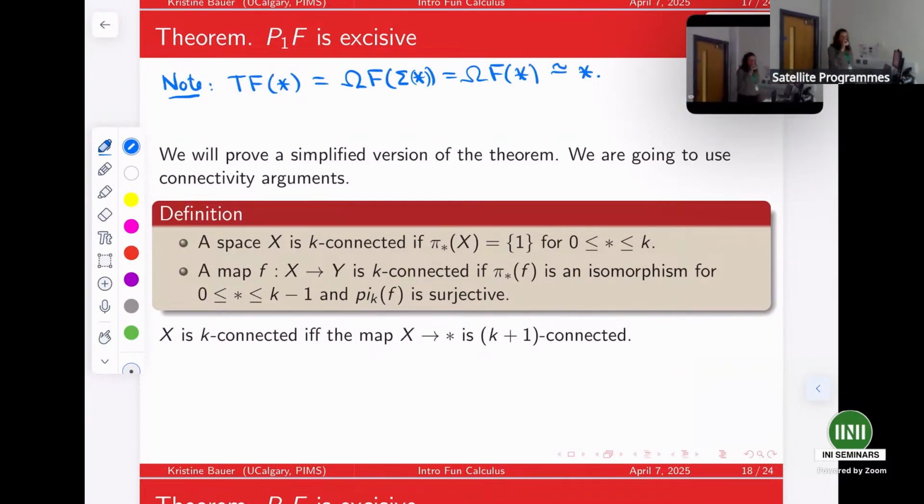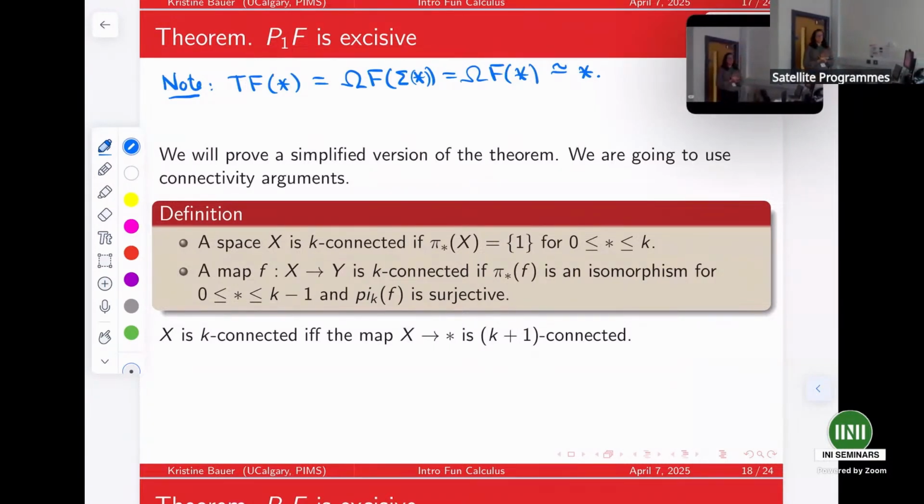And I should only call this linear approximation in that case. What I've got is something that's excisive. If F wasn't reduced, then P1F isn't necessarily reduced. Okay, so I'm going to prove a simplified version of this theorem that says that P1F is excisive.